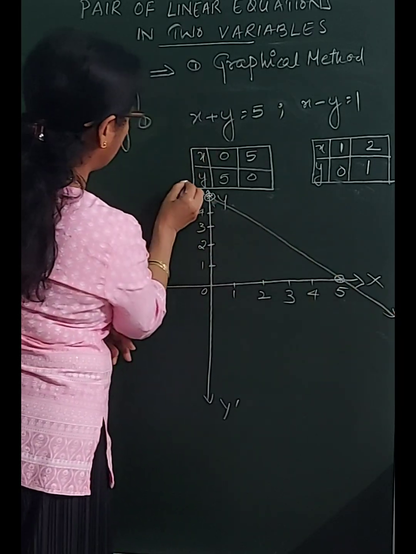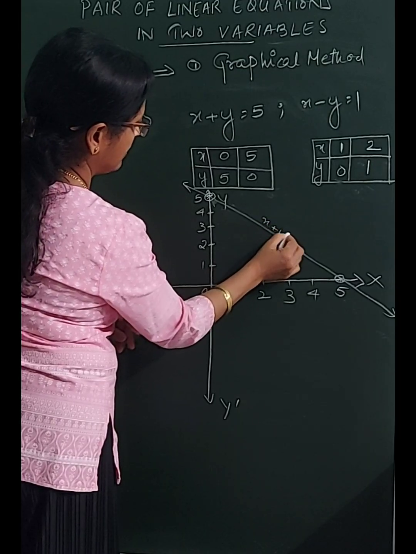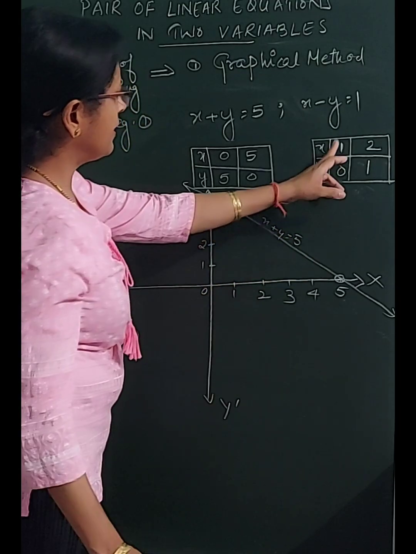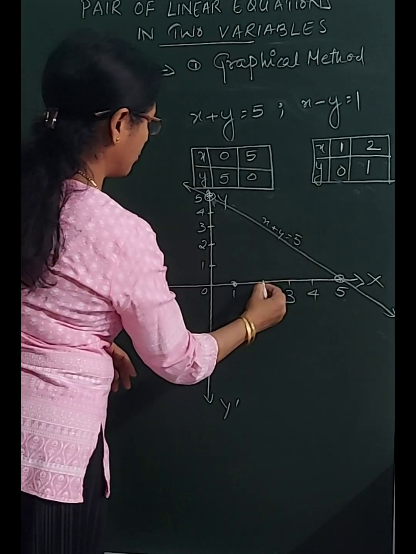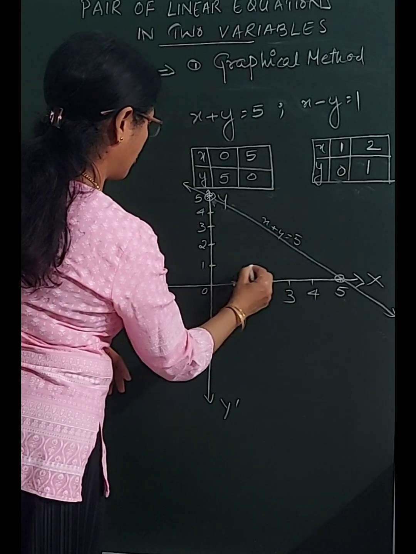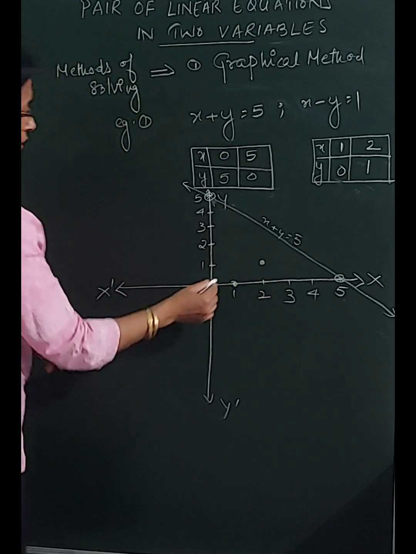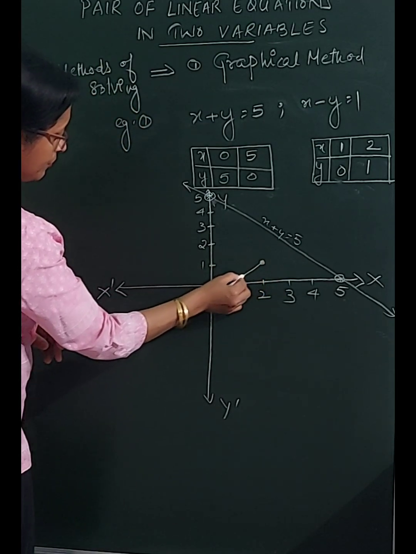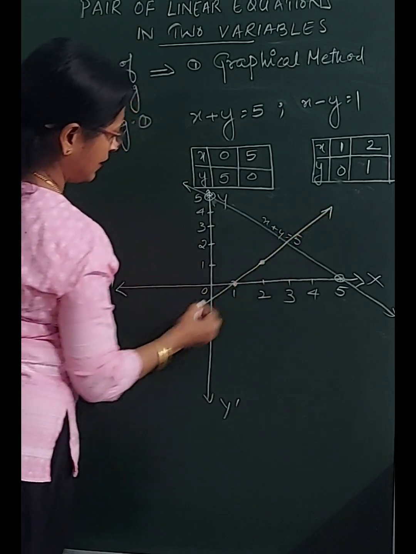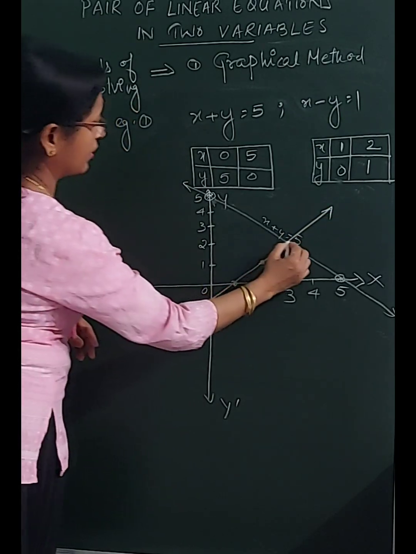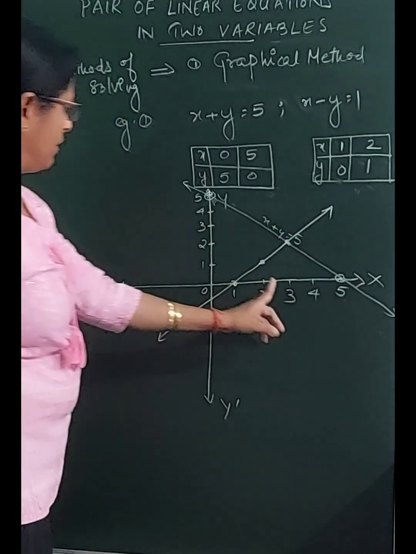This is your first line, which is represented by the equation x plus y is equal to 5. The second line has the points (1, 0) and (2, 1). x is 2, y is 1. This is (2, 1). Join these two and extend it. We can see that both the lines intersect at one point.